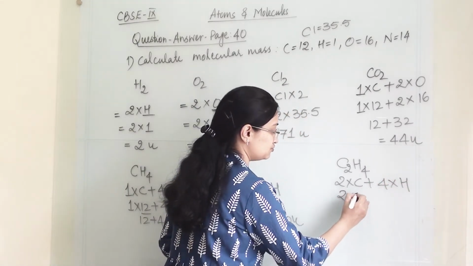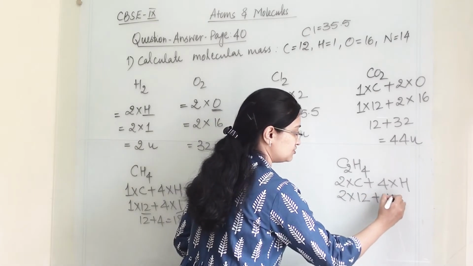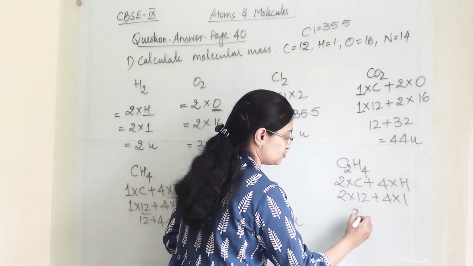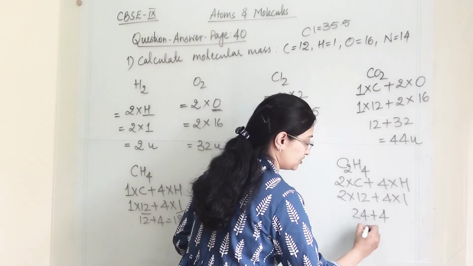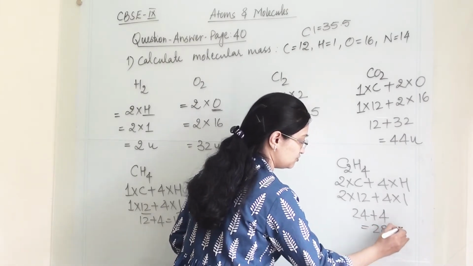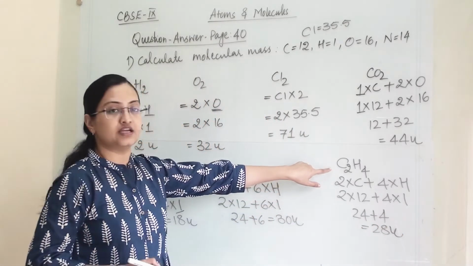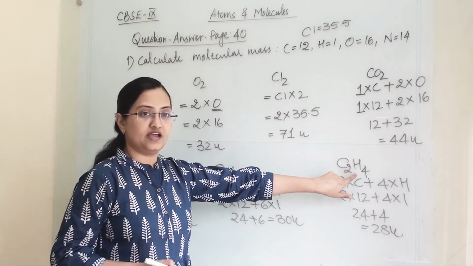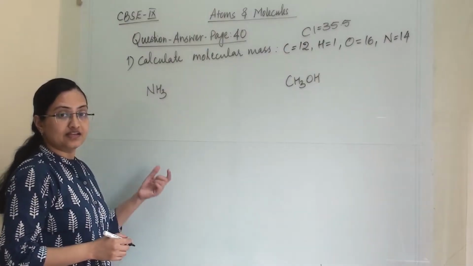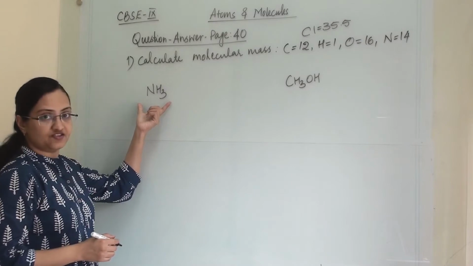So 2 into 12 plus 4 into 1. So it is 24 plus 4 equals 28 unit, the atomic weight for ethene. This is C2H4. Then our next molecule is NH3.